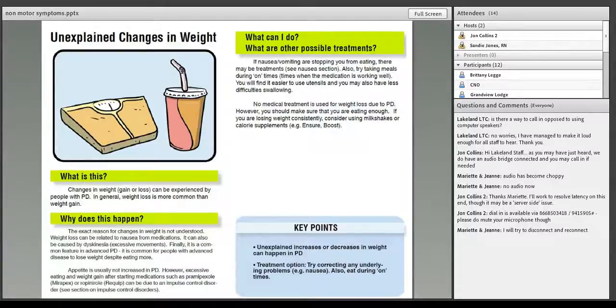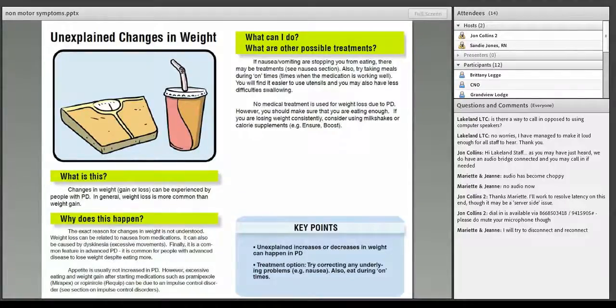And so again, what can be done? In the later stages, oral nutritional supplements such as Ensure and Boost may be helpful, as long as you're not giving them at the same time as their anti-Parkinson's medications. Anything that they can swallow quite easily, like milkshakes and puddings and things that will help to boost their weight a little bit, can also be quite helpful.